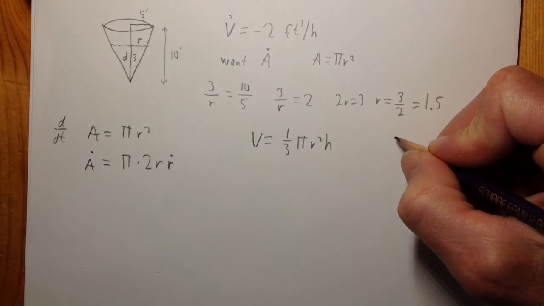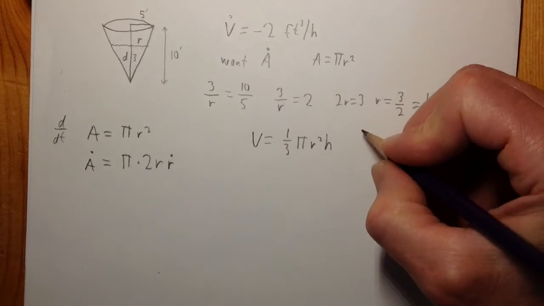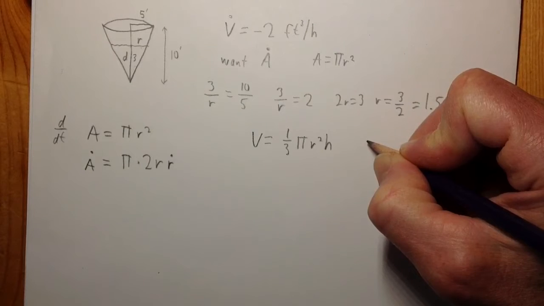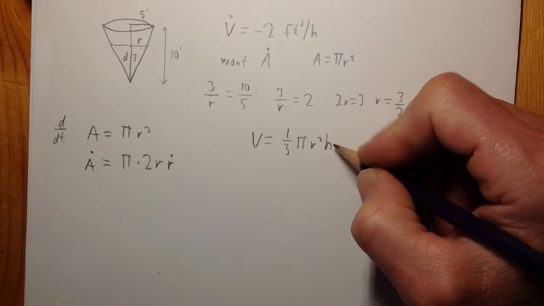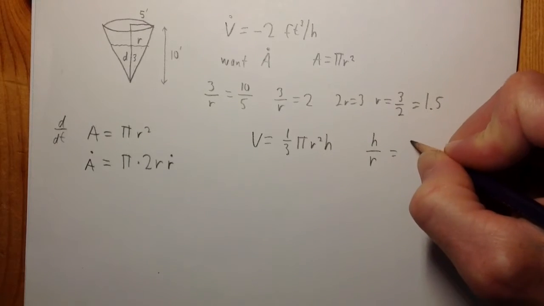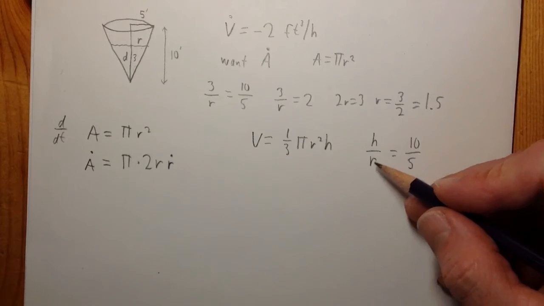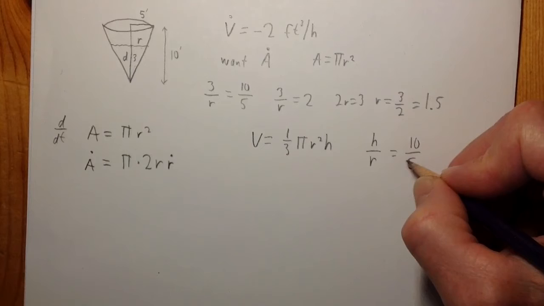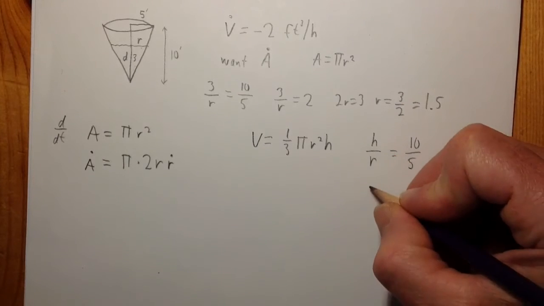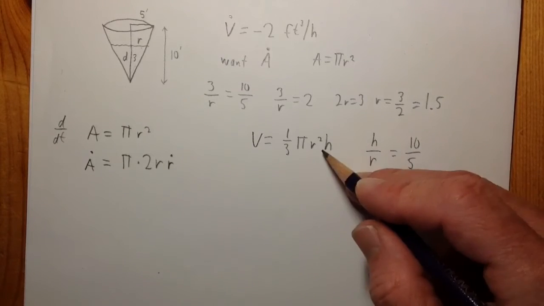So we know that same thing up here. The full height is 10. We want h in terms of r. So the height to r is 10 to 5, because the full radius is 5. So h is equal to 2r, which of course we knew already. The height is always twice the radius, right? The height's 10, the radius is 5. So h is 2r, so we can plug that in here.